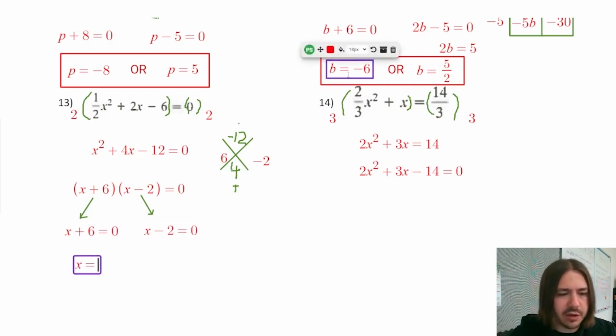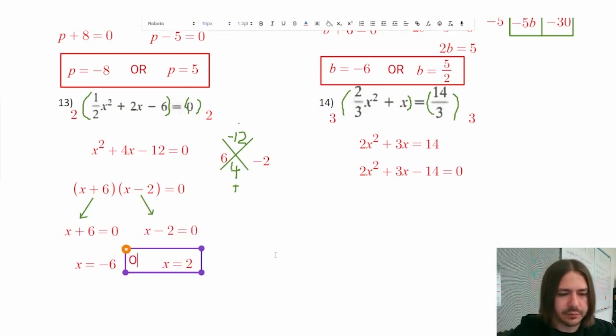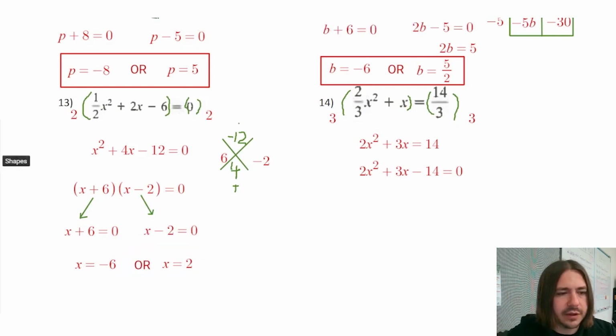So subtracting 6 on both sides is going to yield x equals negative 6. Over here, adding 2 to both sides is going to yield x equals 2. So we got our two solutions here. And let's go ahead and box our answer.